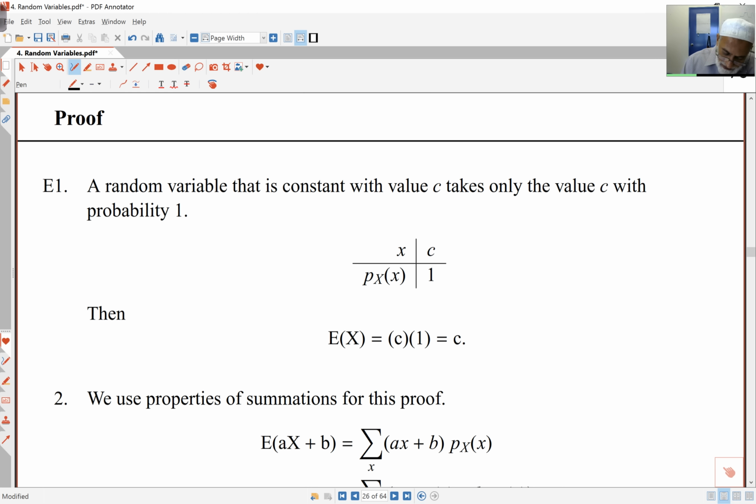If the random variable is a constant, it takes just the single value with probability 1. It's always the same value. The probability of having the value c is 1. And so the mean is c times 1, that's just c.